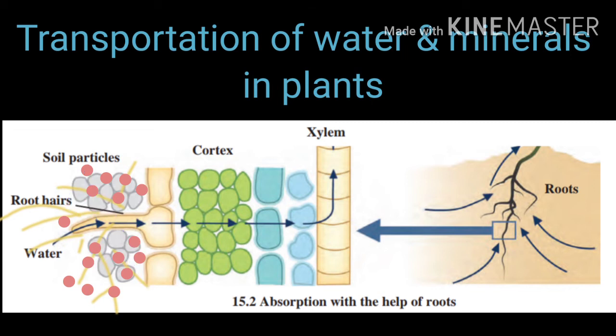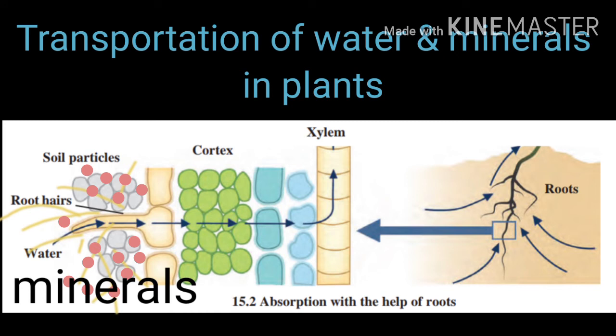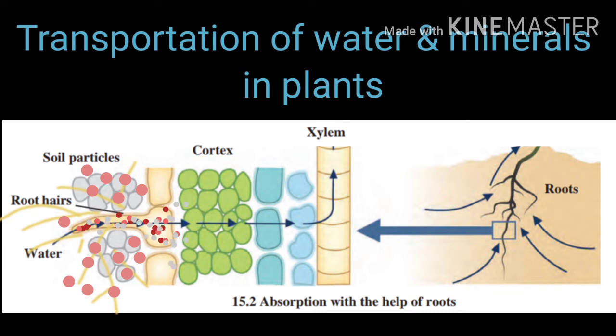Let me explain this way. As you can see here, the concentration of minerals in the root hair is less. So minerals from the soil will enter from the soil into the root cell. Now the concentration of minerals increases in the cells of the root, and therefore the water starts to enter into the cell from lower concentration to the higher concentration.